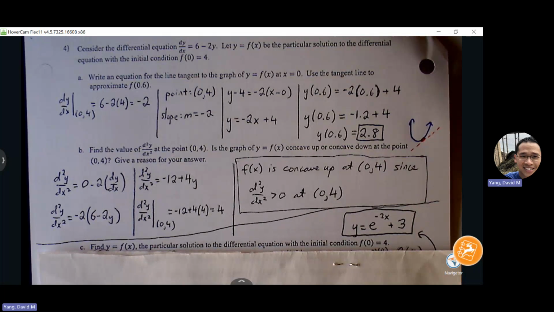Part C, we're just separating our variables and going through our process like number 3. Okay, so let's try that.